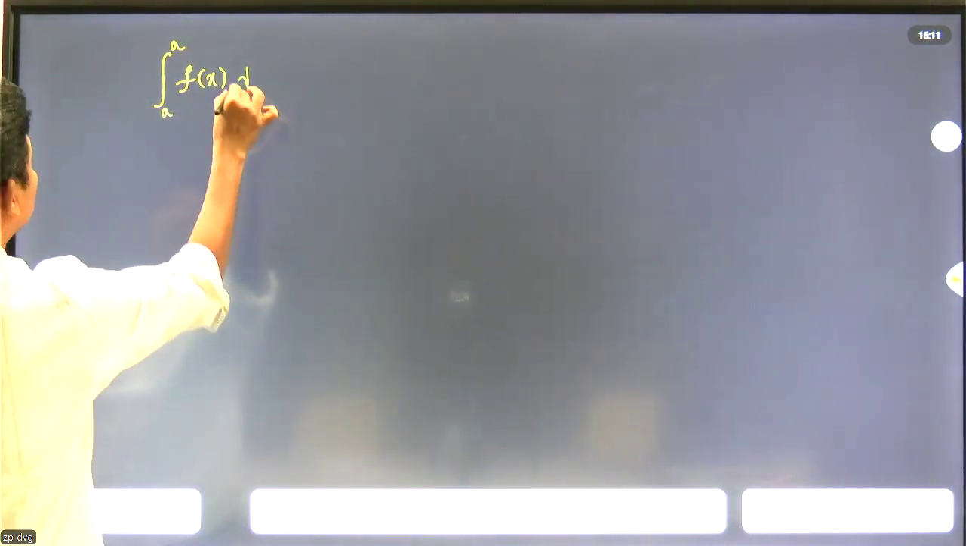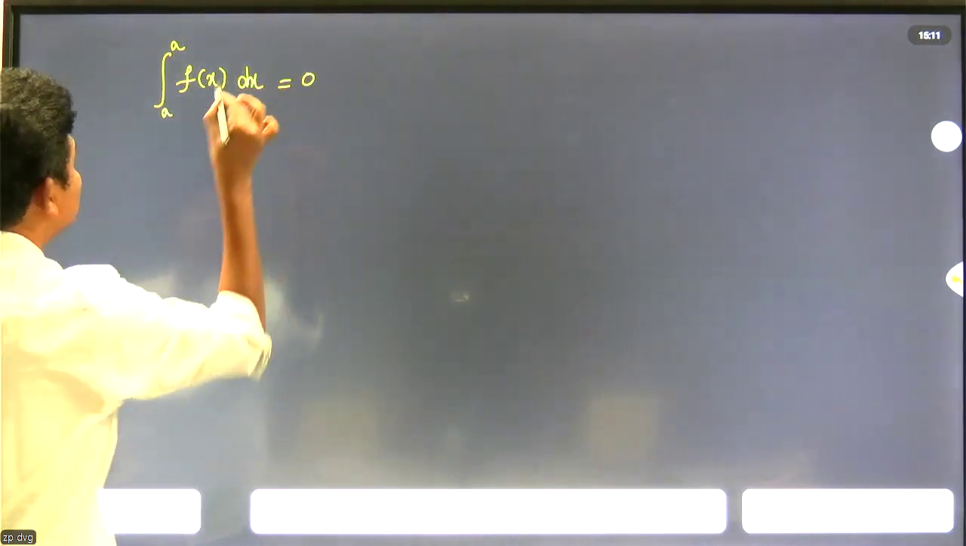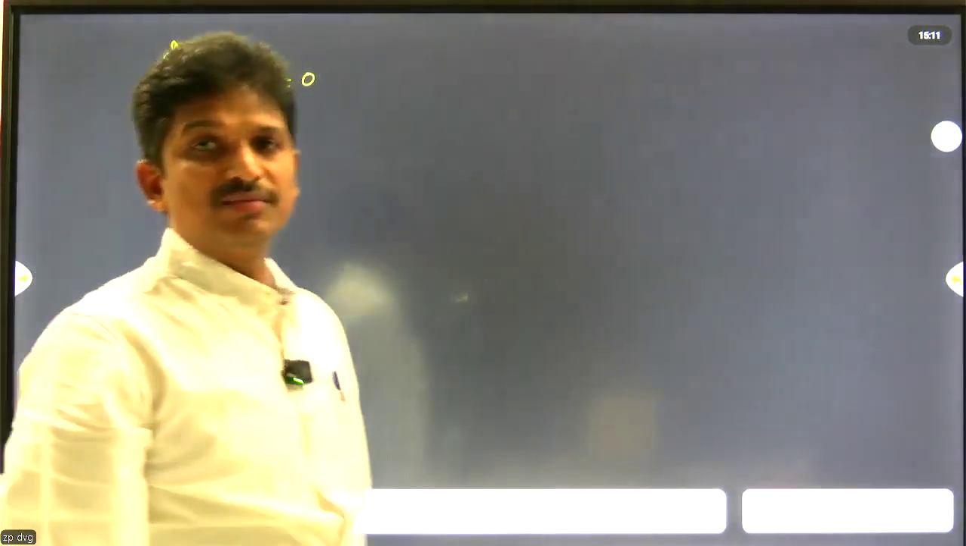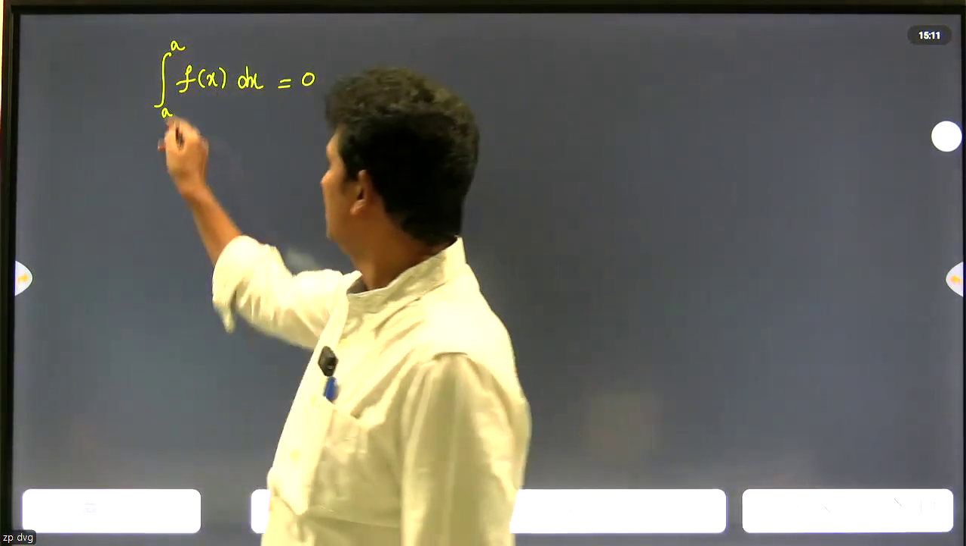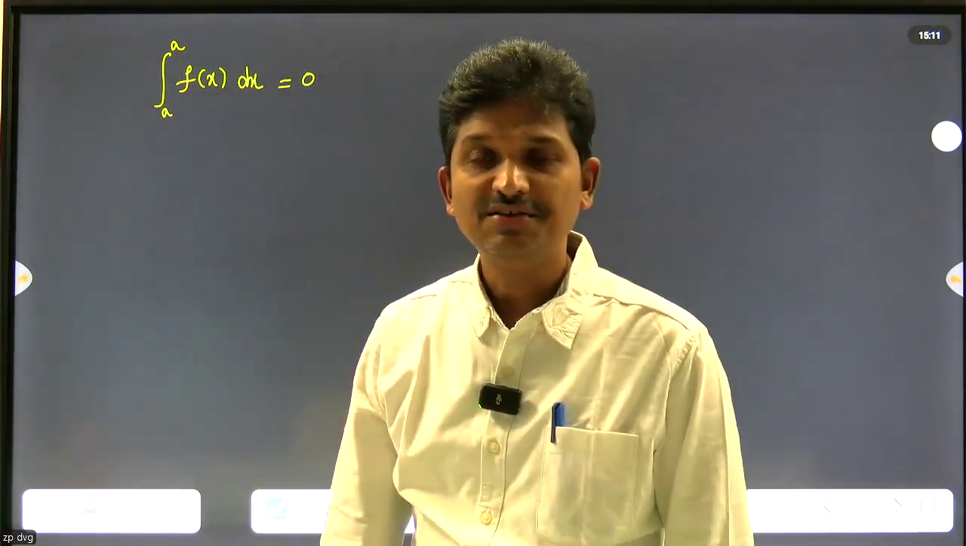Okay, right. First one, integral of a to a f of x dx. Integral of a to a f of x dx is 0. We are not deriving these results. Here, the point you need to understand is, if the limit is the same, its answer is 0.